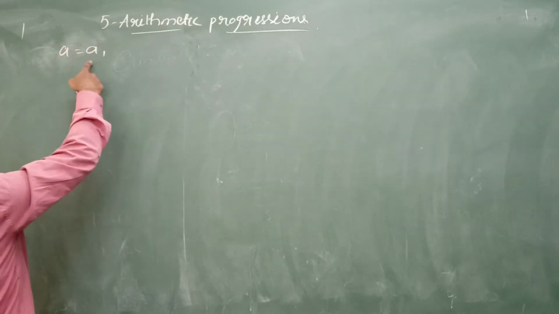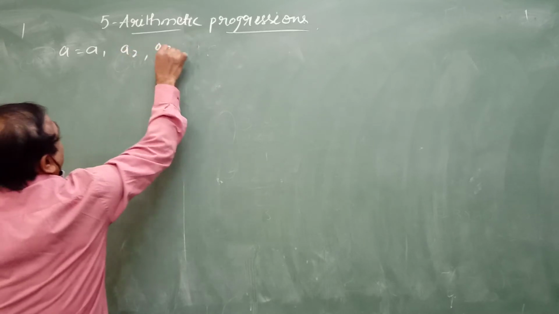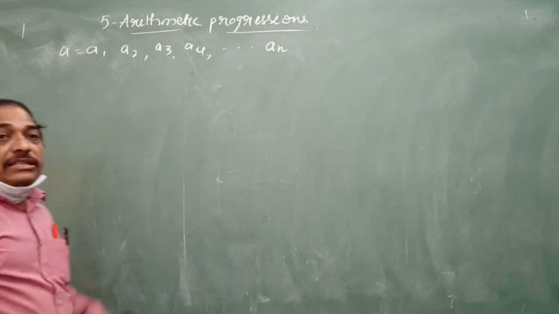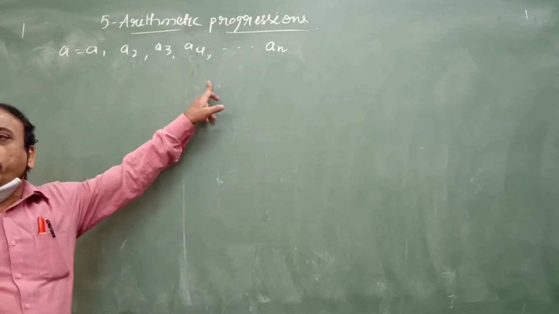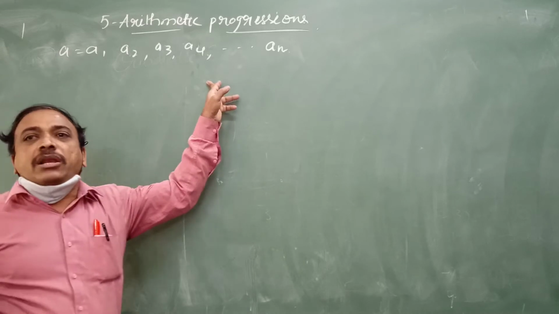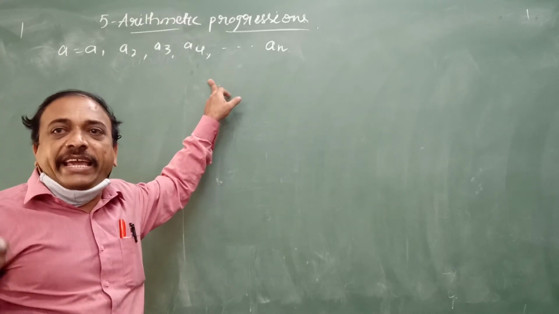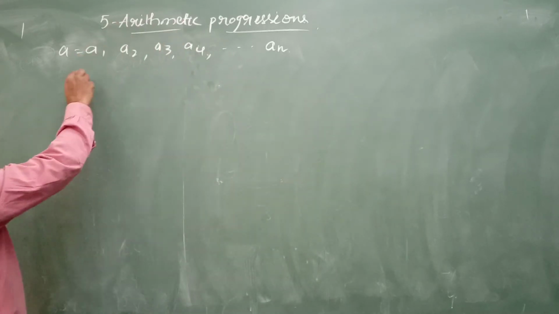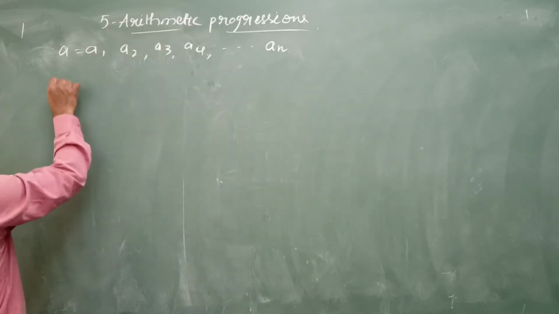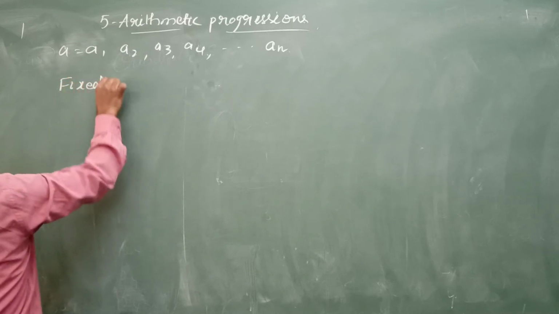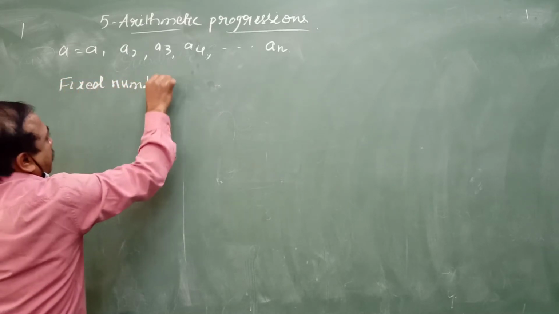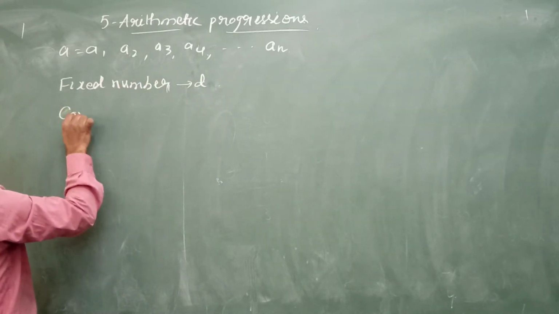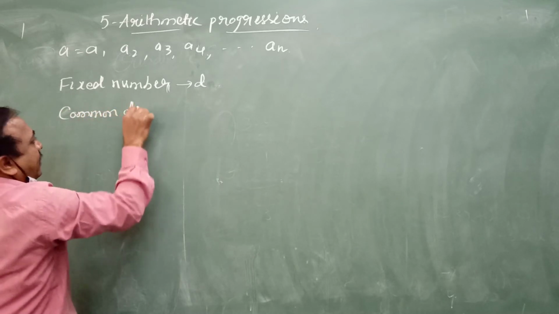So the terms are denoted by A or A1, the first one, then A2, A3, A4 and so on. These are An, the terms of arithmetic progression. How do you identify whether it is in AP or not? The common difference must be the same between any two successive terms. The fixed number which we are adding is denoted by D, the common difference.